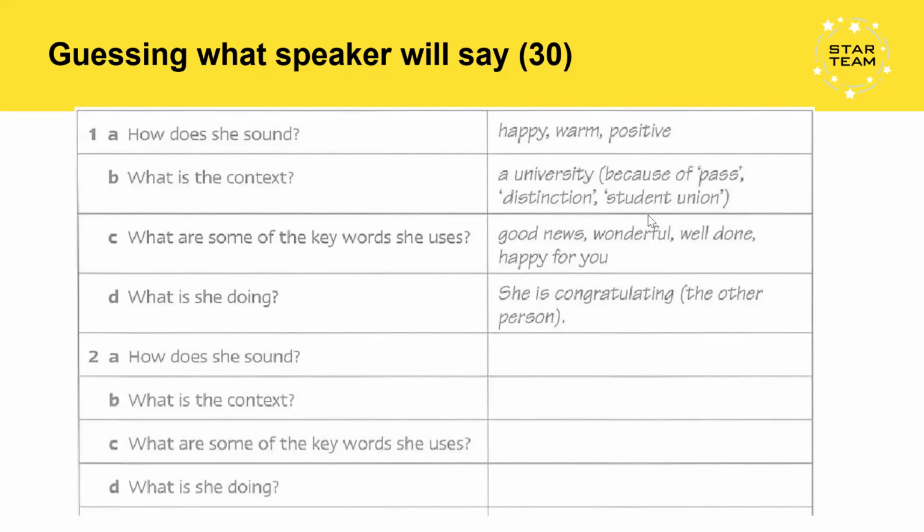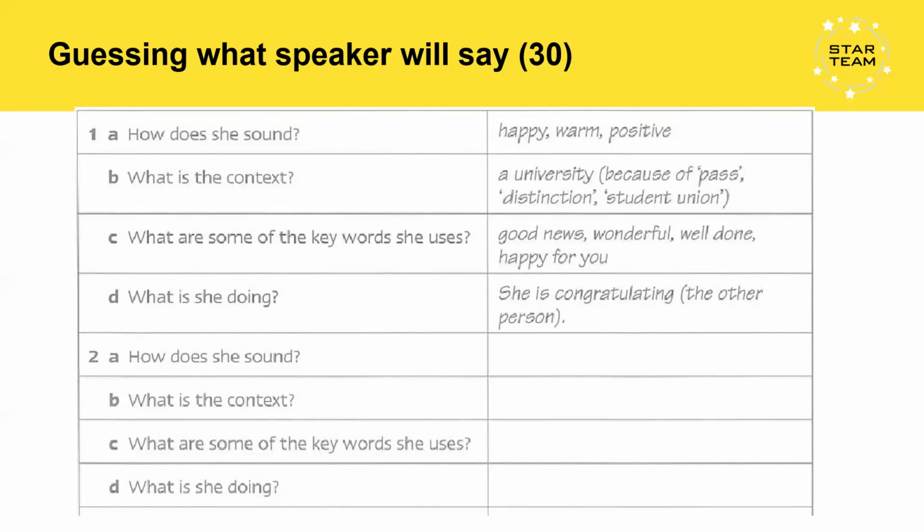What is the context? A university, because of past distinction, student union. Да, здесь у нас нетипичное задание. Это не задание из теста, это задание, которое помогает развивать навык предположить наперед, что будет сказано. Да? What are some of the keywords she uses? Да? Such a good news, wonderful, well done. Да, вот эти keywords, они помогают нам. What is she doing? She is congratulating the second person.